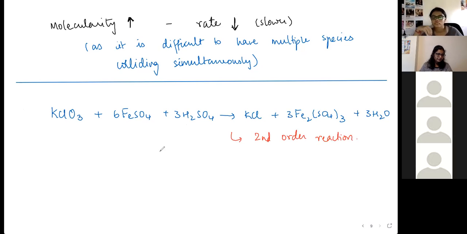Because it has so many molecules required to produce the products, and it's not like all 10 of them must collide simultaneously. This happens to be a second order reaction, which means that this is a complex reaction taking place in multiple steps. And the rate determining step happens to have an order of 2, which is why this comes under a second order reaction.